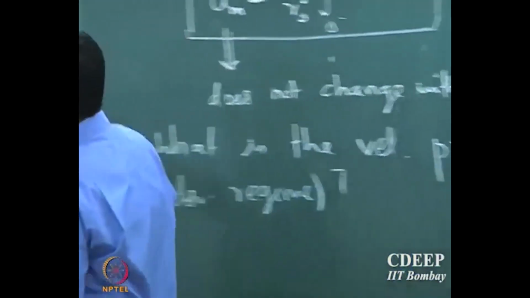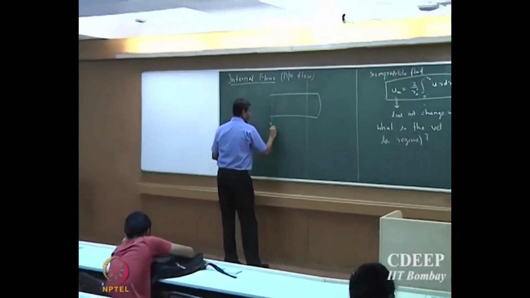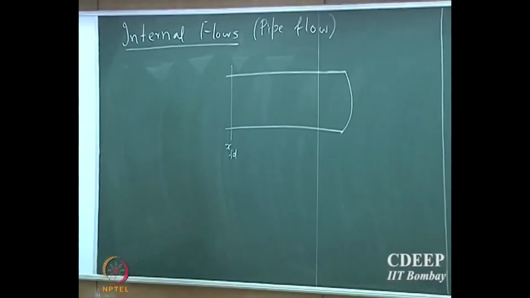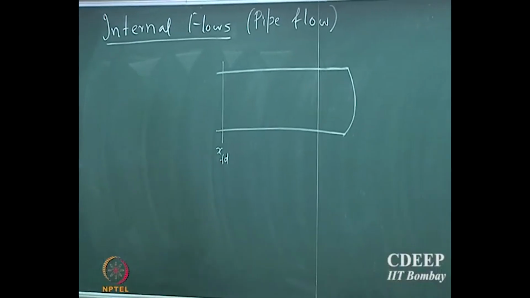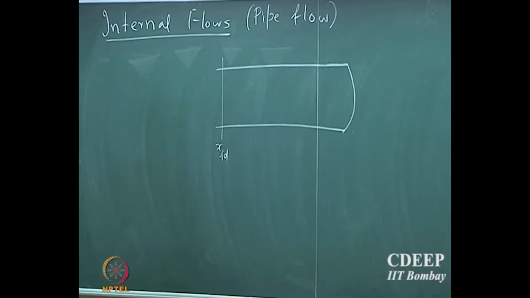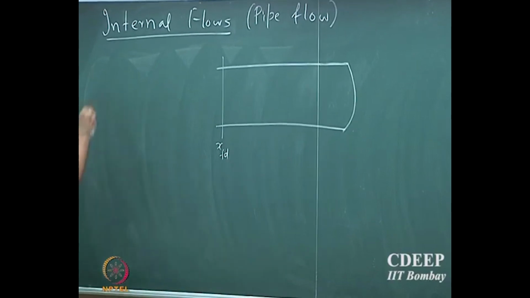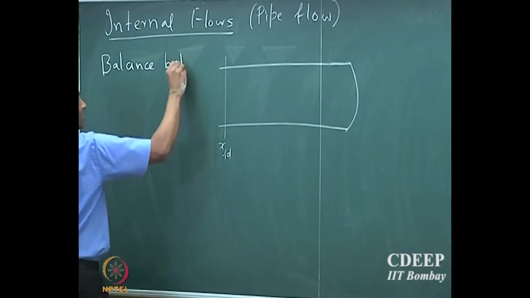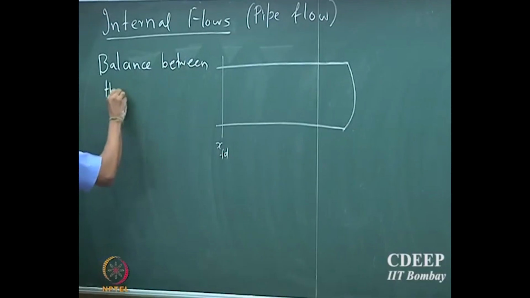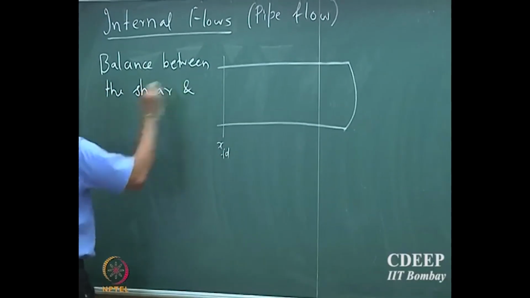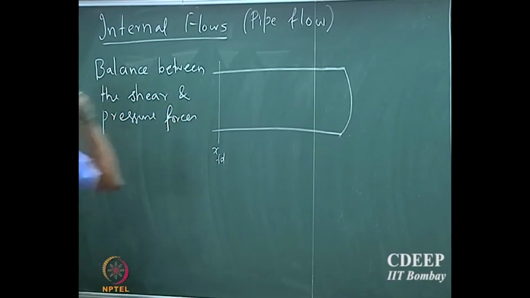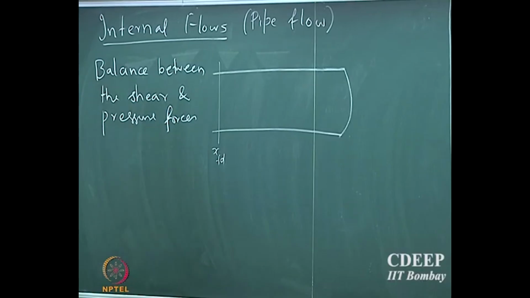Let's draw a pipe. So suppose this is my fully developed regime. What are the forces that are acting on the fluid particles in the fully developed regime? Pressure and viscous forces, right? So if I can make a balance between the two, I'm done. So what we are going to do is make a balance between the shear and pressure force. So if I can make a balance, I am done, right.